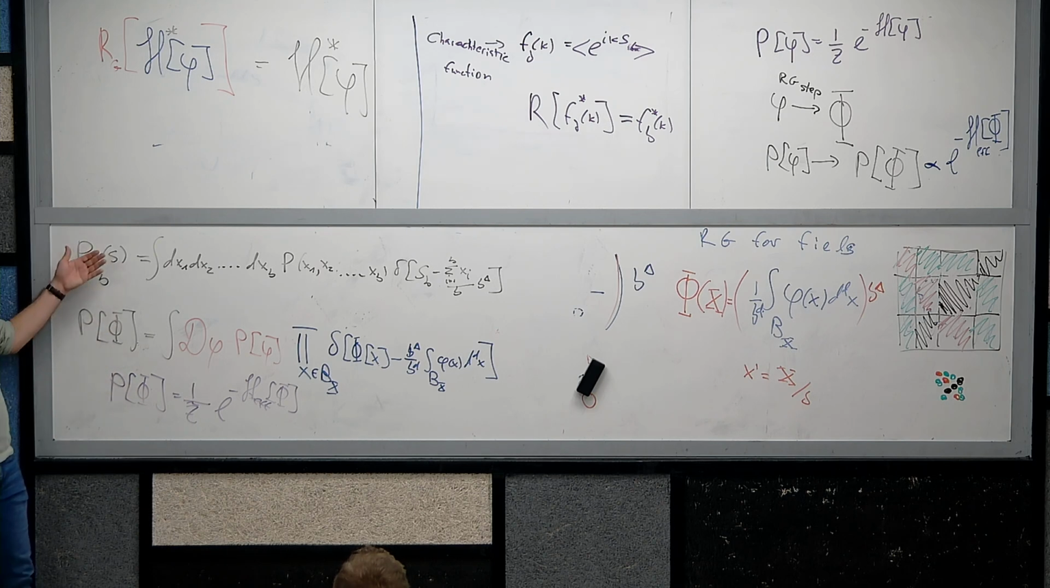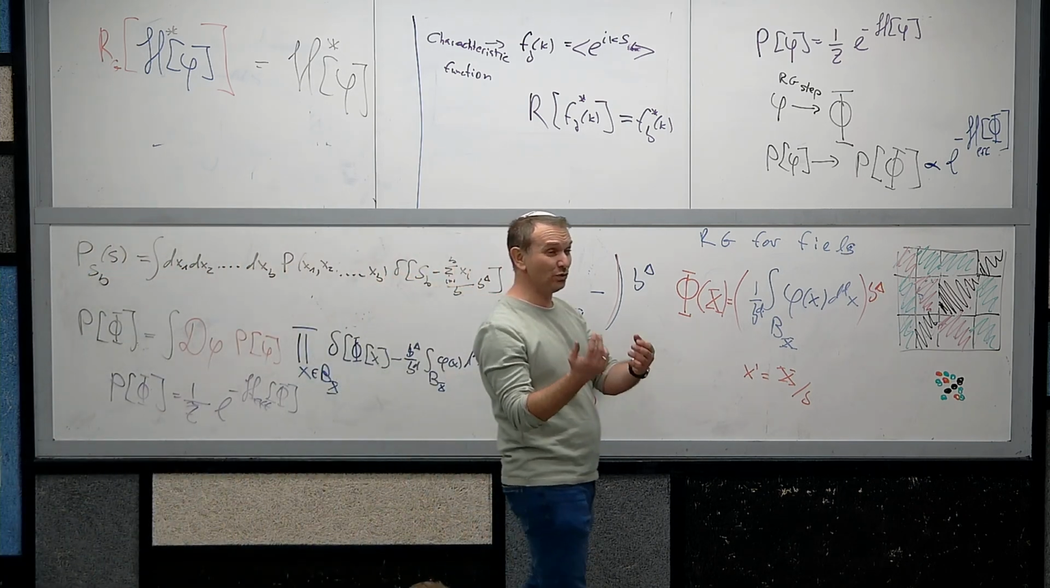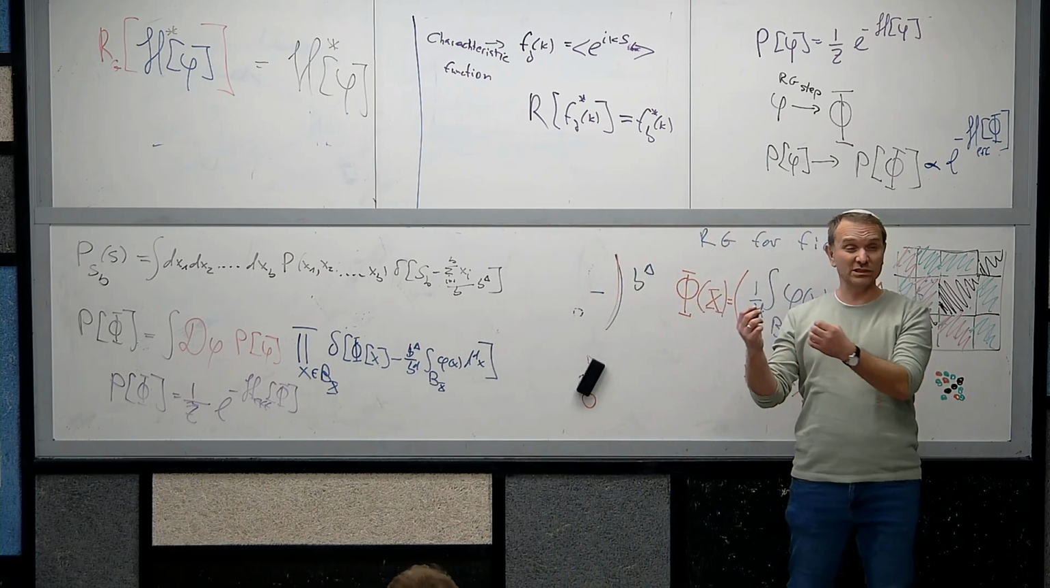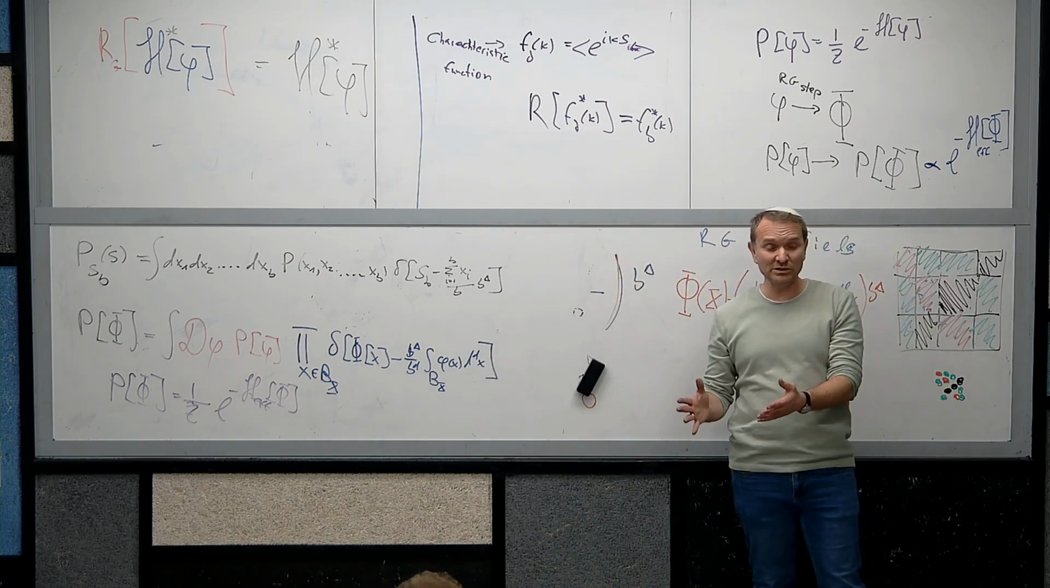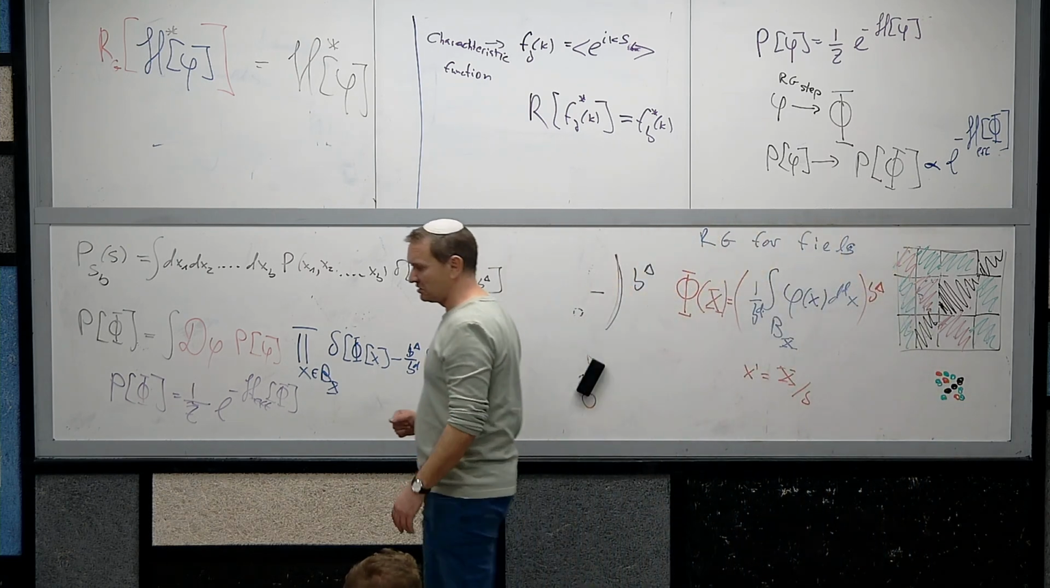Right? Because the structure is exactly the same. You average, you multiply, and that's it. Here, you average, you multiply, and that's it. Transformation. Instead of the characteristic function, you look at the Hamiltonians. The characteristic function defines the probability density function. The Hamiltonian defines the probability density function. Same story.